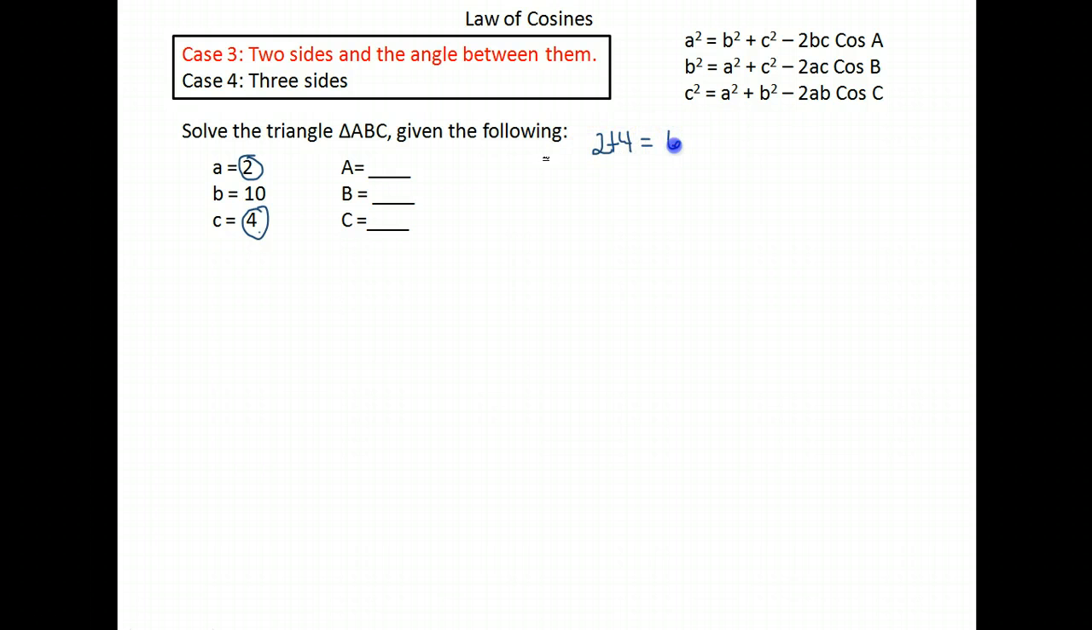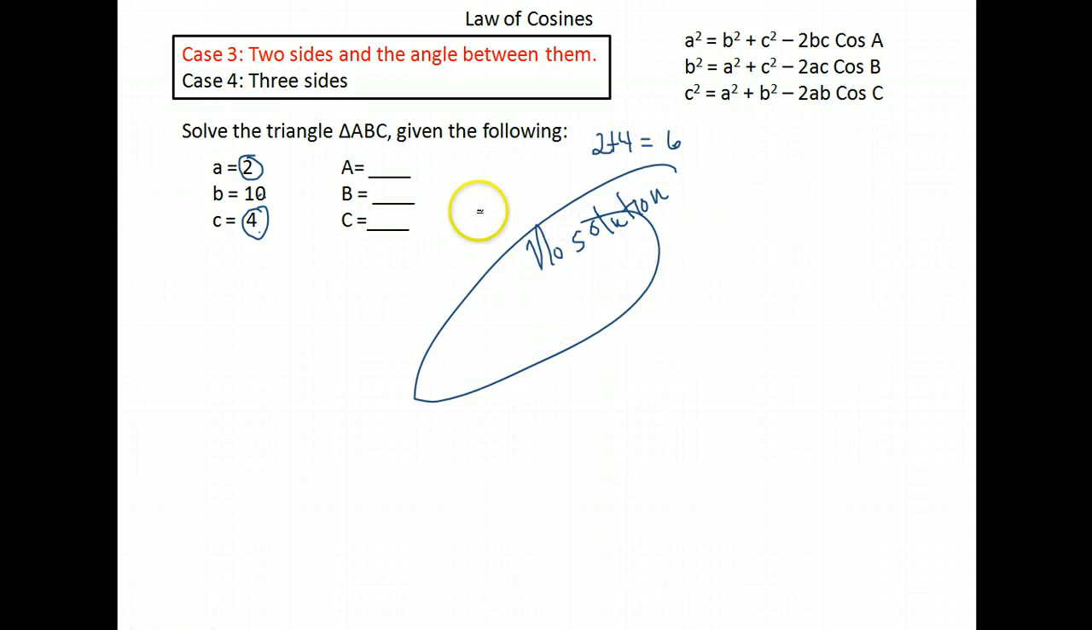Well, 2 plus 4 is 6, which is not bigger than 10. So this is actually just plain old no solution. I don't even have to do anything else. And the reason is, from geometry we know the sum of the 2 shorter sides of a triangle has to be larger than that third side, and in this case they are not. Therefore they would not even make a triangle, so we don't need to bother.